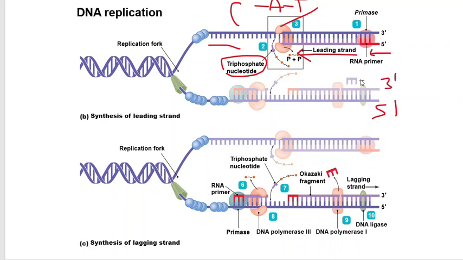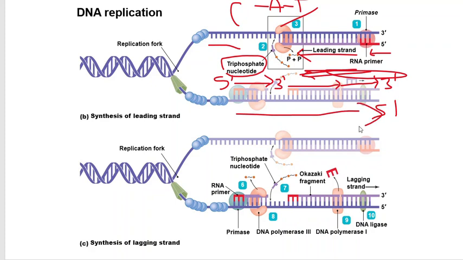So what he had to do is come here, make this piece, jump back here, make this piece, jump back here. That's what's going on, guys. This is the lagging strand. And by doing that, he's going 5 to 3. He can't go the same direction because that's 3 to 5, and that doesn't work. He can't go this way because we're unwinding the DNA this way. So the only way he can do it is by doing these jumps. And those fragments are called Okazaki fragments.